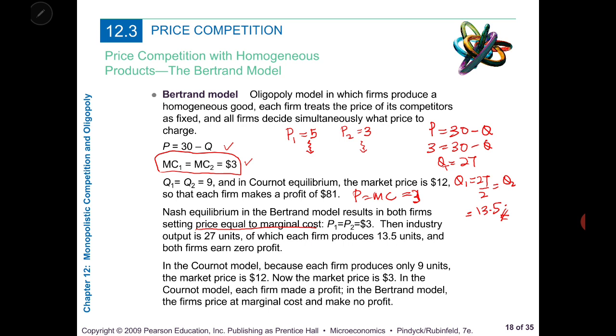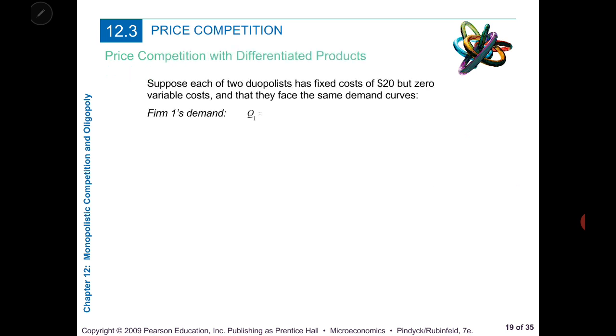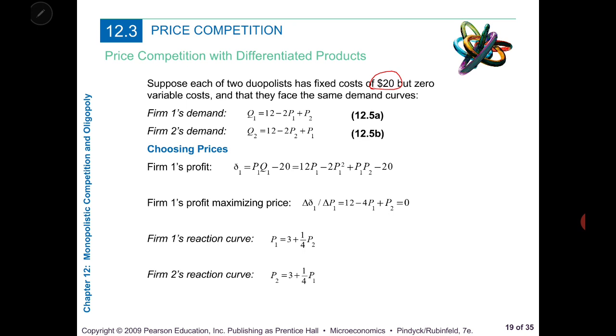Okay. Now let's take another mathematical example. This is a duopoly. Both have a fixed cost lump sum of $20. And they face different demands, given here. So let's take the perspective of firm 1 first. Firm 1 will make profit when revenue minus cost. Okay, do you see that?